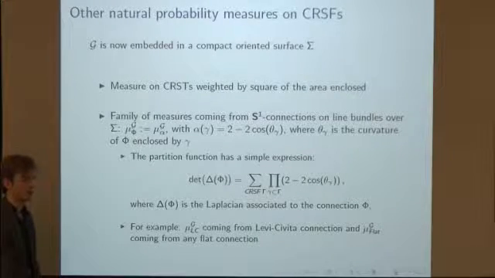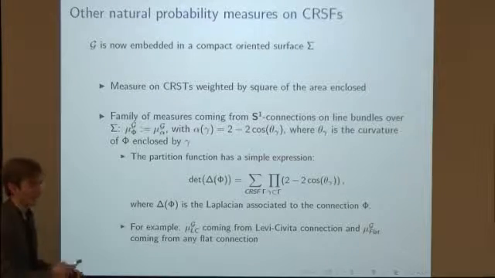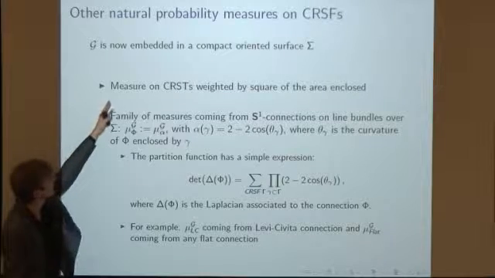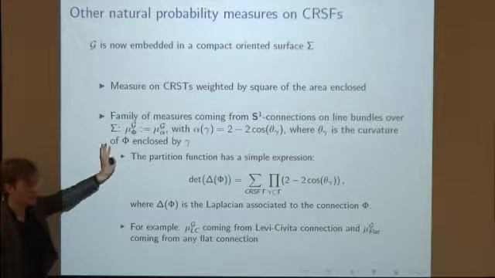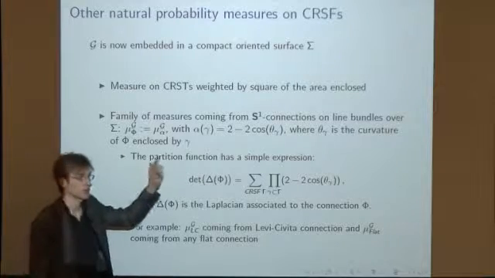I missed something. I thought the construction of these measures was partly motivated by computing those moments of A to the K. Yes, so that's exactly what I'm about to say. In this particular case, it's not the uniform measure on CRST that has a scaling limit, but the one weighted by the square of the area.